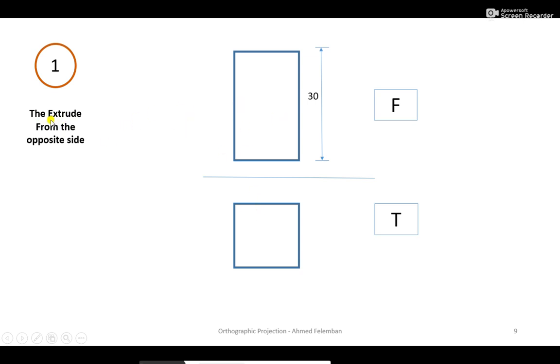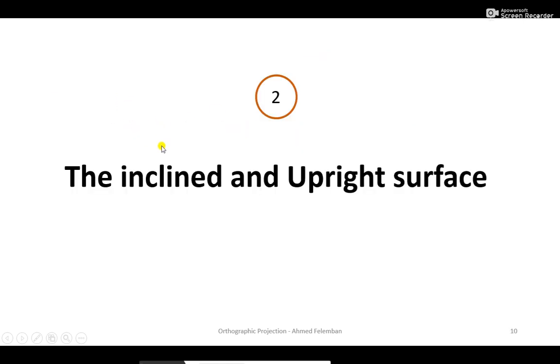So we can know the extrude for any drawing from the opposite side. Very easy. So this is the extrude from the opposite side. I cannot know the height of this building from this view, but I can know that from the opposite side, the front, or if I have front and right, you can know that from the right, and so on.